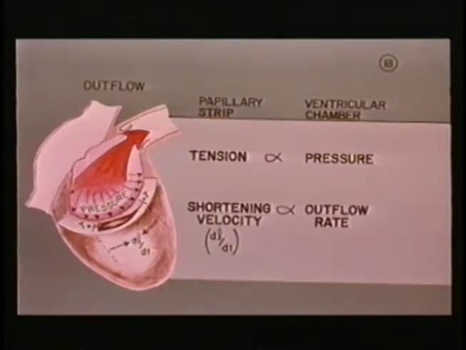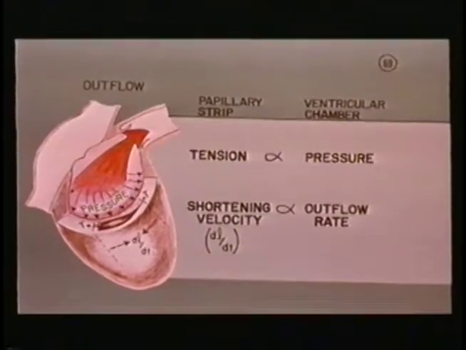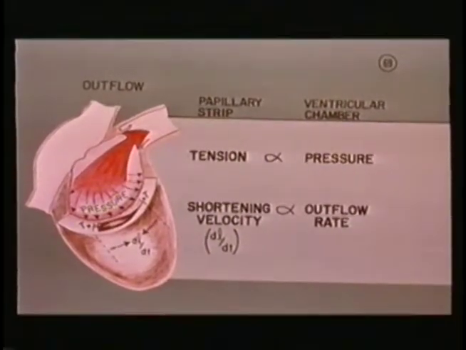To apply this principle to the ventricle, we need to recall the idea of the papillary muscle as a model of ventricular wall segment, as shown on the left. Remember that the tension in the wall segment is directly proportional to the pressure in the ventricular chamber, and the segment shortening velocity varies with ventricular outflow rate.